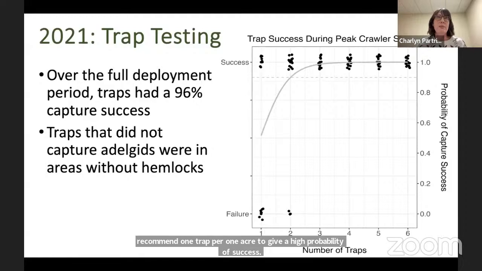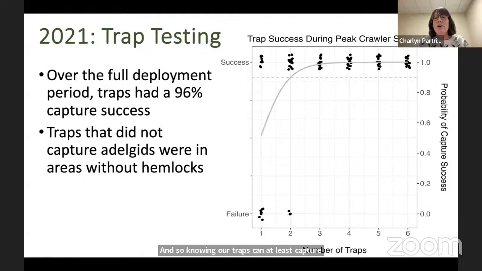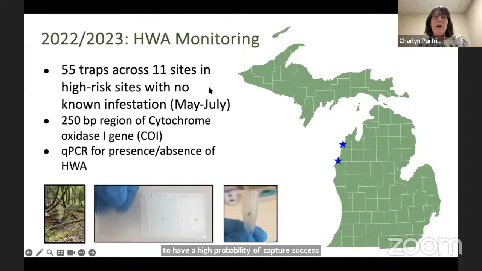And so knowing our traps can at least capture something and knowing roughly what our density would need to be to have a high probability of capture success, we then got a grant from the Michigan Invasive Species Grant Program to use these traps to monitor for HWA in 2022 and 2023. So in these years, we deployed 55 traps across 11 sites. And these were in areas that our partners had designated as high-risk sites with no known infestations.